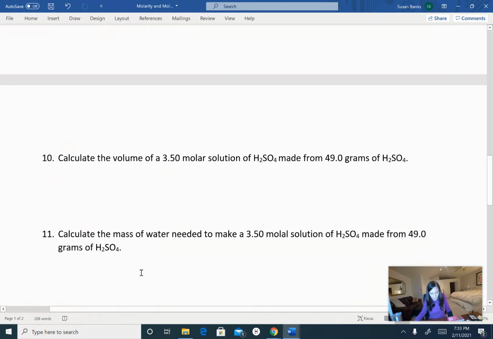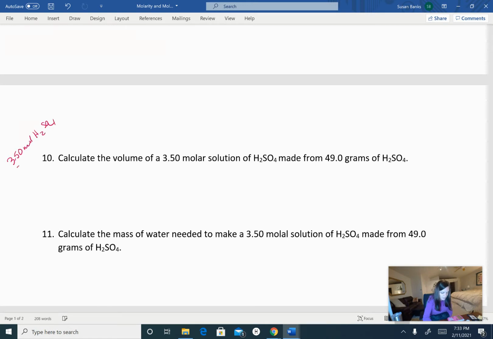Calculate the volume of a 3.5 molar solution. So molar is moles per liter. That means I have 3.5 moles of sulfuric acid per liter, and 49 grams of sulfuric acid. So I need to find my molar mass of sulfuric acid.